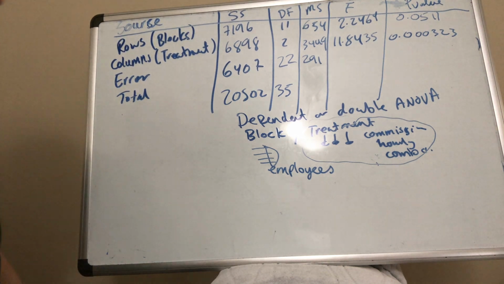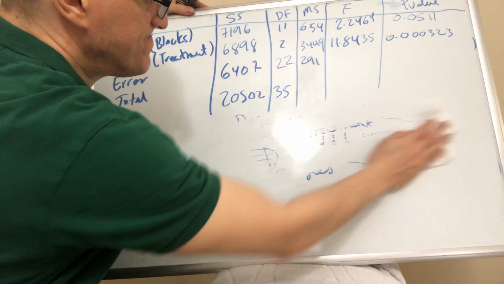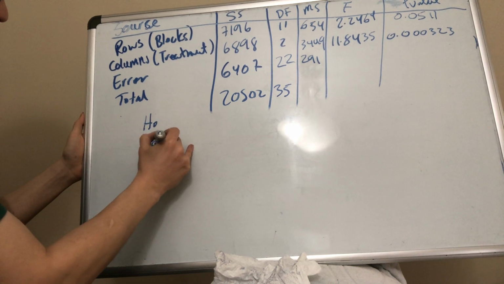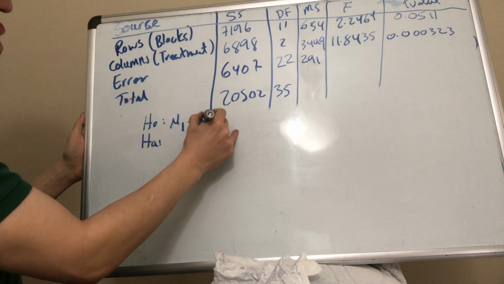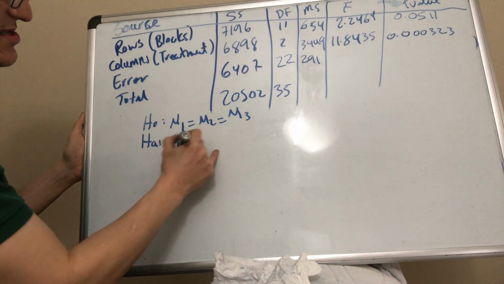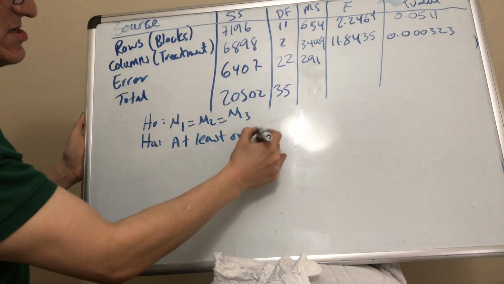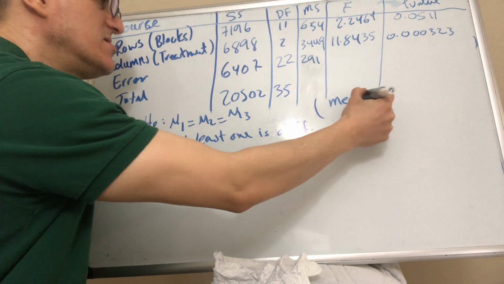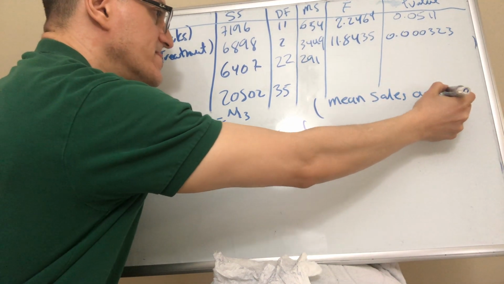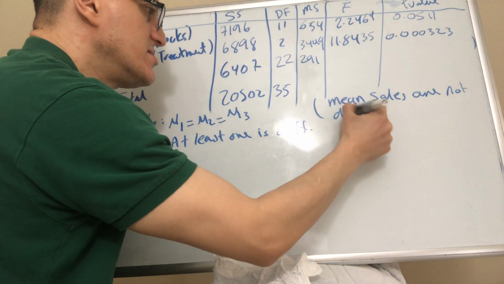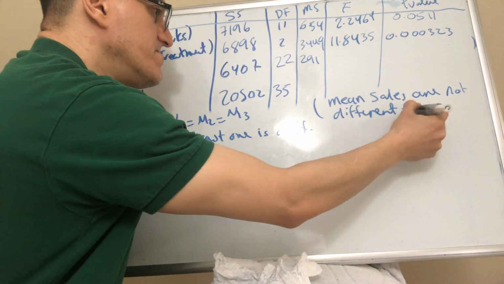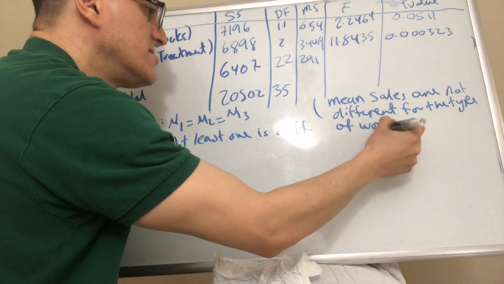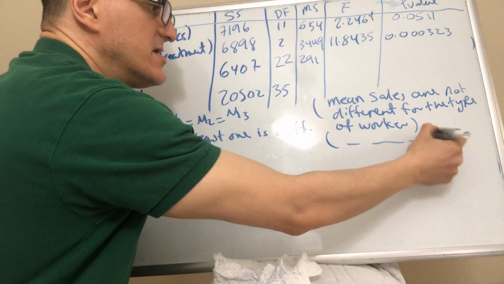I'm going to erase this to free up some space. H0: mu1 equals mu2 equals mu3. H1: at least one is different. So mean sales are not different for the type of worker, and here they're different.